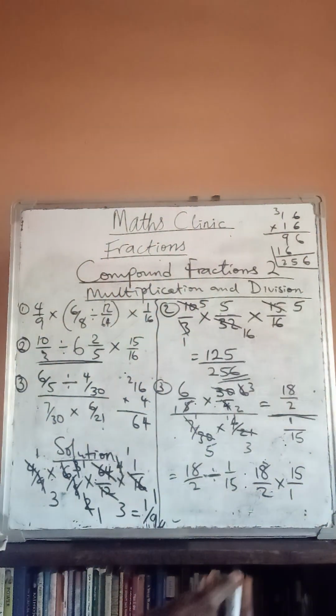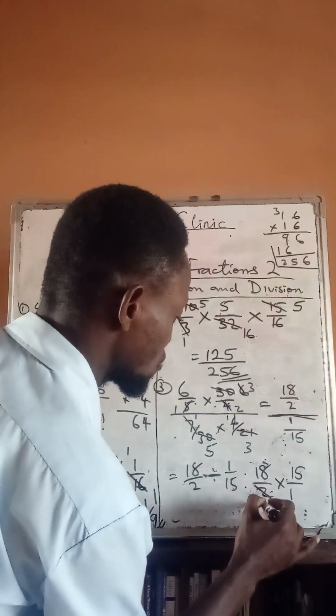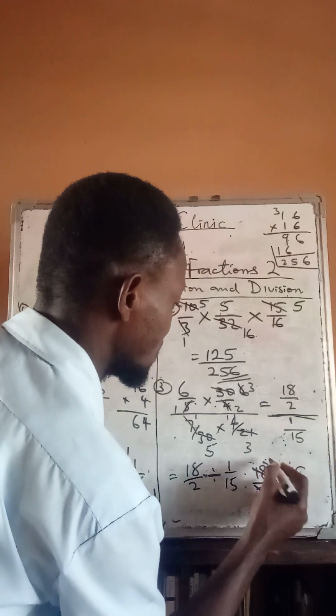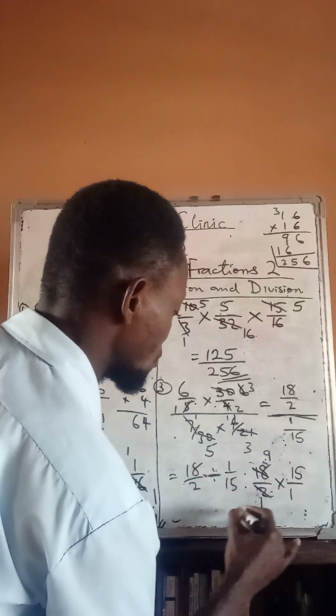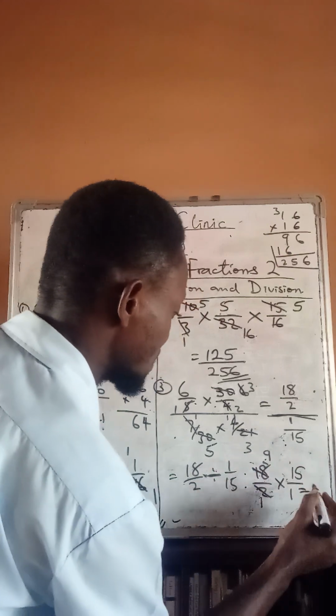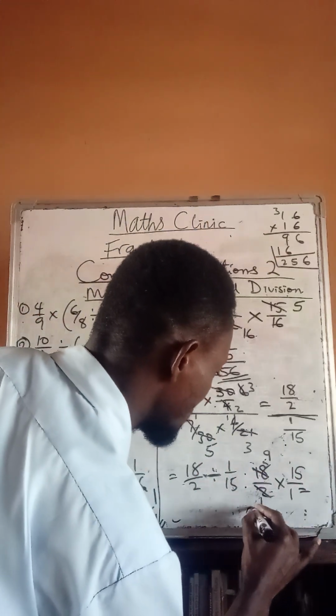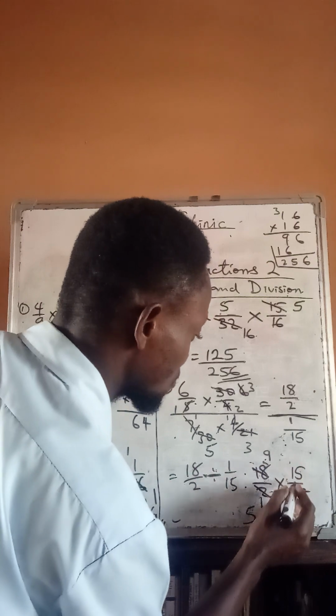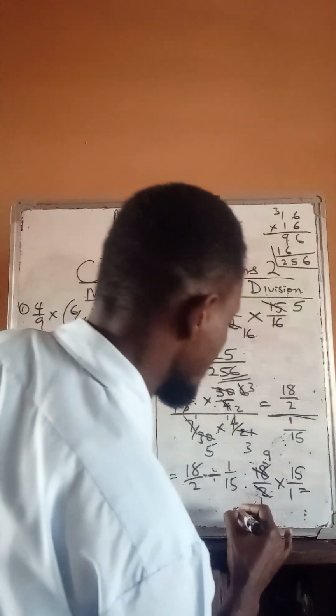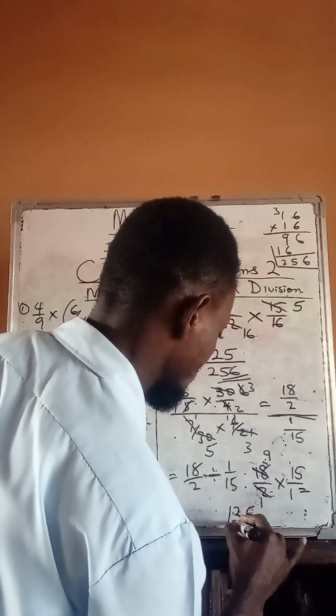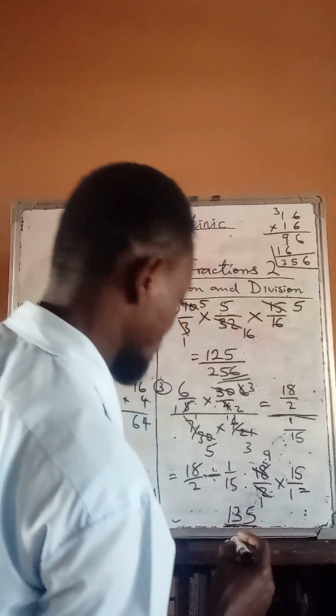What is divisible here? 2 actually. 2 can divide 2 to 1. 2 can divide 18, 9. So what do we have? We have 9 times 15. 9 times 5 is 45. Write down 5 and take 4 to this place. 9 times 1 is 9 plus 4 is 13. So our answer here is 135.